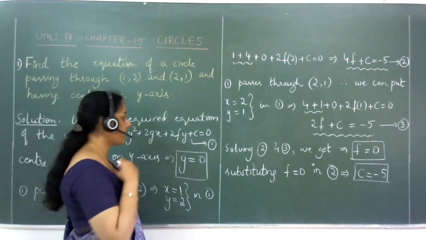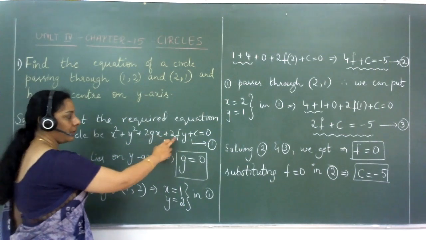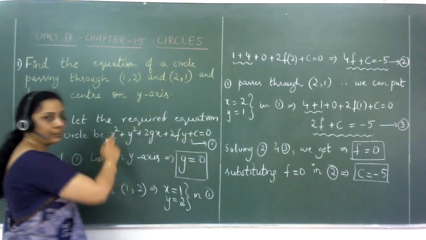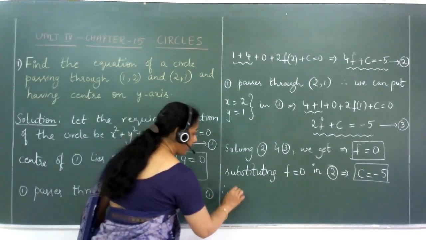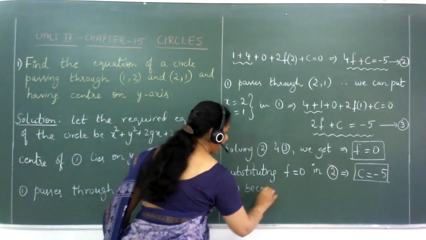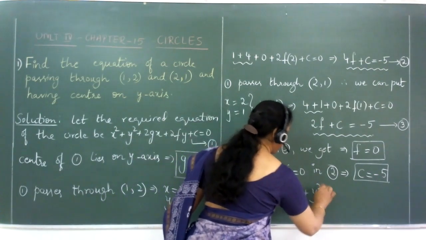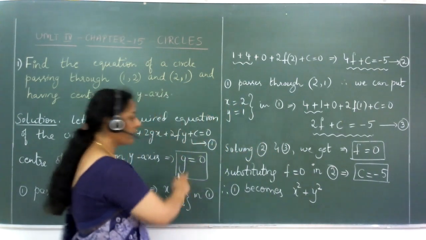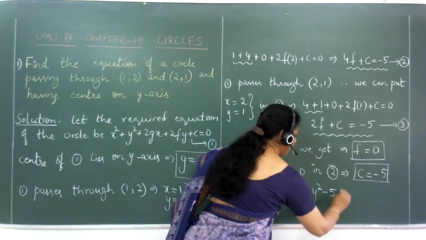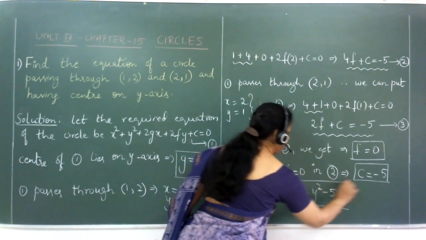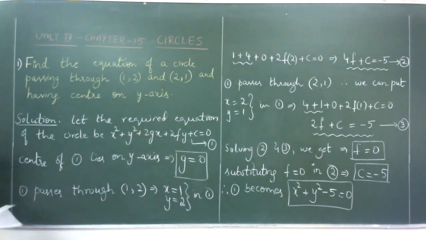Now what is the final answer given by? I need to be substituting the value of g equal to 0, f equal to 0, c equal to minus 5 in the considered equation of the circle. Therefore, equation 1 becomes, now you are retaining the two variables x and y as it is. You will be replacing only the parameters. G is 0, f 0, c is equal to minus 5. So that the final answer gives me x squared plus y squared minus 5 is equal to 0.